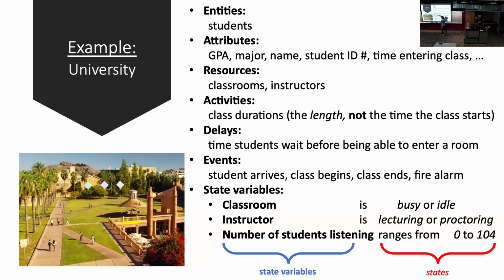And so on. The time of a class is nominally 75 minutes, but sometimes it's 50, sometimes it's 76. We know the average time of a class ahead of time, but the delays, how long you spend waiting outside the class, might be something we don't know unless we actually simulate the system, do a bunch of simulations and take stats over them. The events that change the states: students arrive, class begins, class ends, there's a fire alarm. All these things can change the configuration of the system, and thus they are events. And then state variables are the bookkeeping variables: classroom, instructor, number of students. The actual things you load into those variables are the states: busy or idle, lecturing or proctoring, 0 to 104 or 135 or whatever.